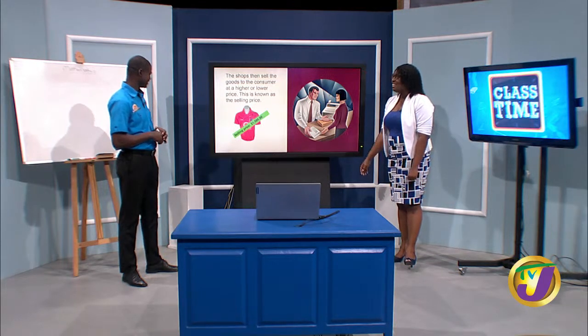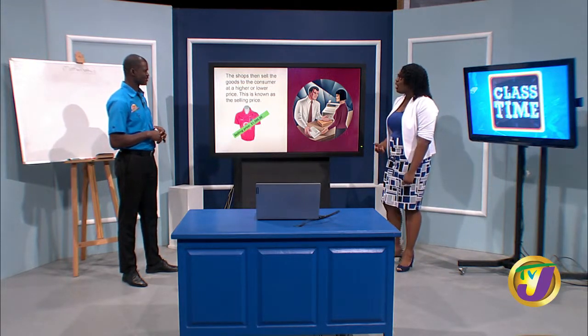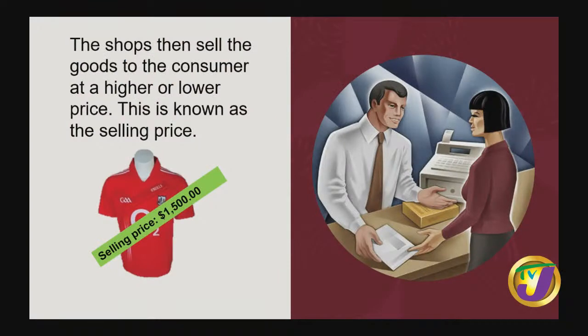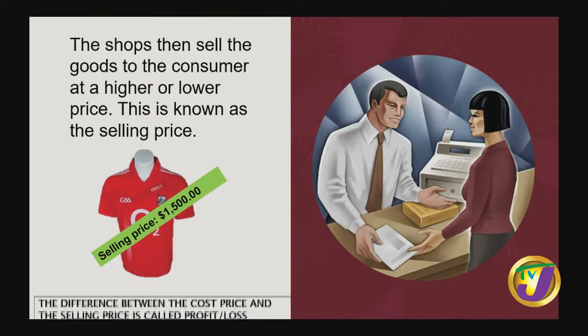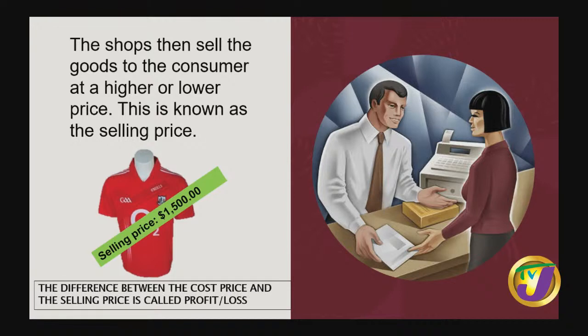So my selling price in this case for my jersey is now $1,500. I bought it for $1,200 from the factory, and I sold it for $1,500. So I'm seeing here where your selling price is higher than your cost price. Yes, I think so. So the difference between my cost price and selling price is going to be known as my profit or my loss. Because this is a follow-up, I know that you guys already are familiar with these terms.